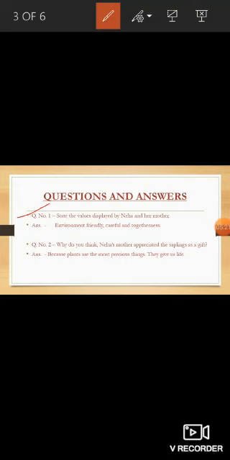Question number 2 is, why do you think Neha's mother appreciated the saplings as a gift? So when Neha presented plants to her mother, mom got very happy and she appreciated the gift. She liked her gift. So you have to tell why she liked that gift. Answer is, because plants are the most precious things. So plants are more precious than any other gift. So when she got this much precious gift, she felt happy and she appreciated. So plants are the most precious things. They give us life. So nothing can be more precious than plants, isn't it?